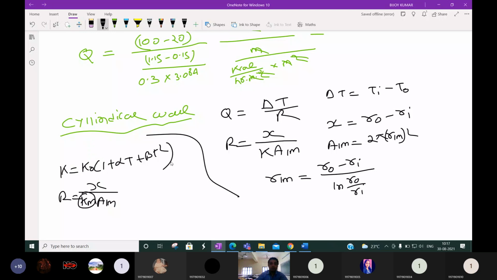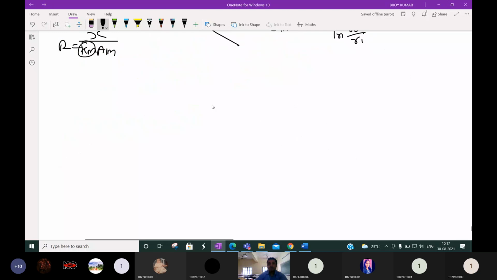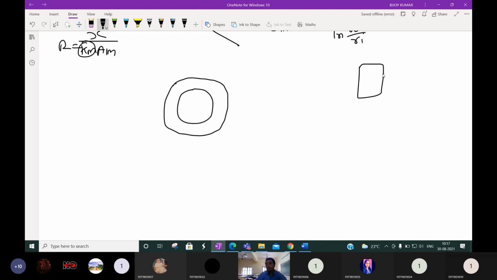Okay, this is all about a single cylindrical wall. Single cylindrical wall means suppose one cylinder is there. This is called a single cylindrical wall. Like the plain wall, after the plain wall, what do we discuss? Composite wall. Composite wall means what? The combination of plain walls, or you can say one wall is not enough.